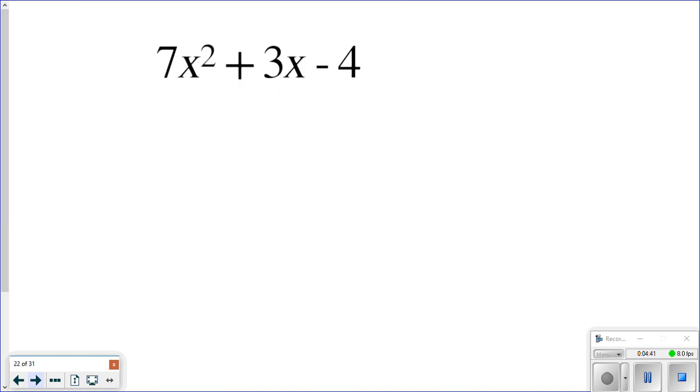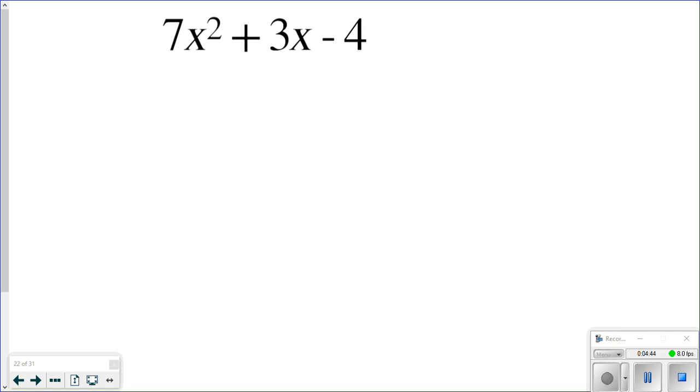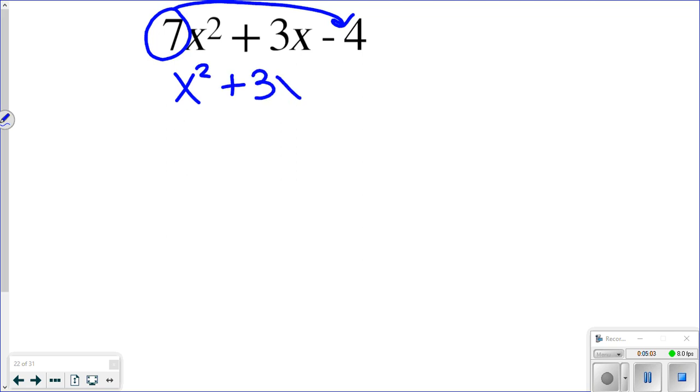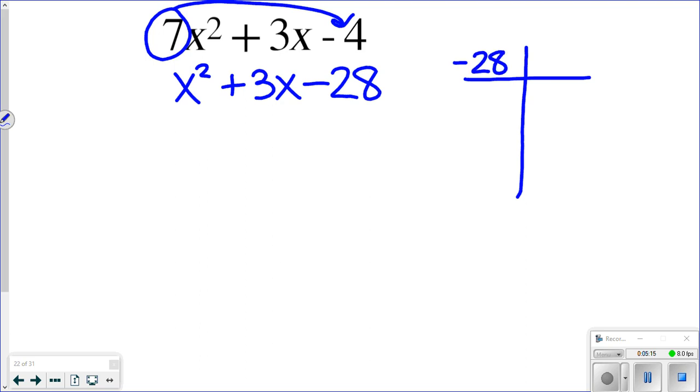Okay, so this question is also on your note sheet. So let's walk through this together. We're going to take this 7 and we're going to multiply it by the negative 4 and remove it. So x squared plus 3x minus 7 times 4 is 28. So now you're going to factor this new expression, multiply to get negative 28, add to get a positive 3. So see what numbers you can come up with.